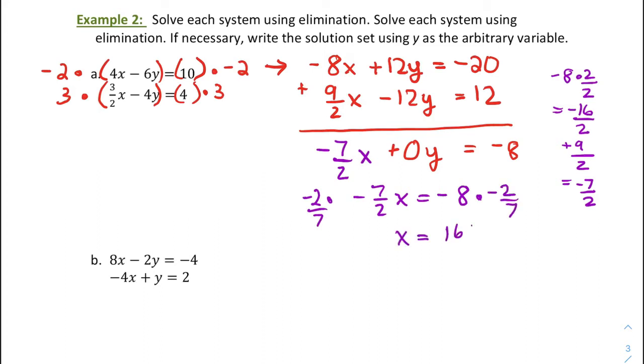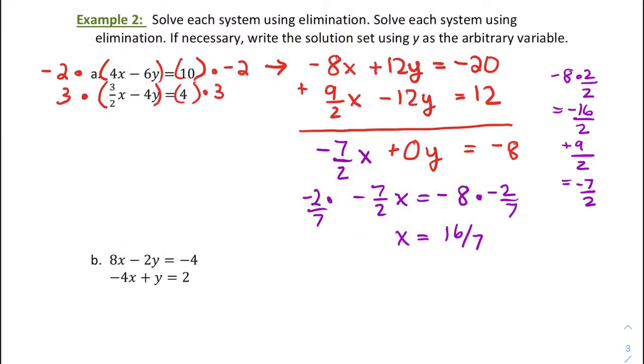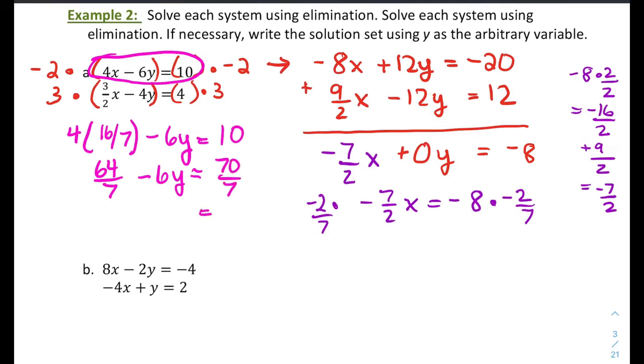So x is 16 over 7. And then plugging it back in, you can pick either equation to substitute that x value back into, but I'm just going to go with the first one there. So replacing x with 16 over 7, I will go ahead and multiply and make that 64 over 7. And while I'm at it, getting a common denominator, multiplying 10 by 7 over 7 would give me 70 over 7. Subtract 64 over 7 from both sides, and you're going to get 6 sevenths equals negative 6y. So divide both sides by negative 6, or multiply by negative 1 over 6, and you'll have y equals negative 1/7.